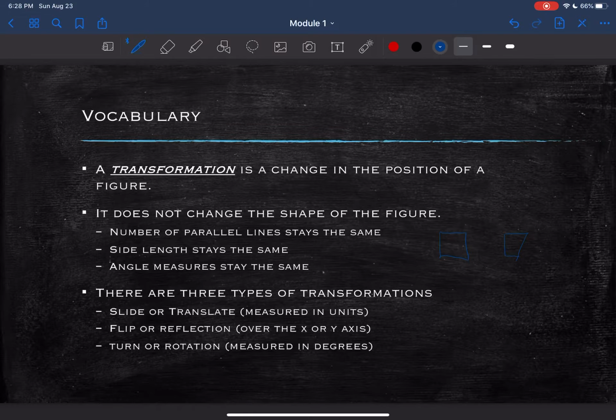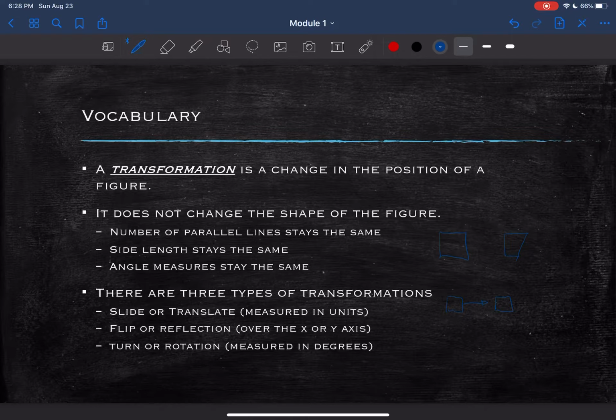The first one we're going to talk about is a slide or a translation. A slide or a translation is exactly what it's saying. We're just going to slide the shape or translate it X number of units. So let's say I was a perfect artist and that was a perfect square. Nothing about that square would change. All the side measurements stayed the exact same. The only thing that happened is it moved 3 units to the right.